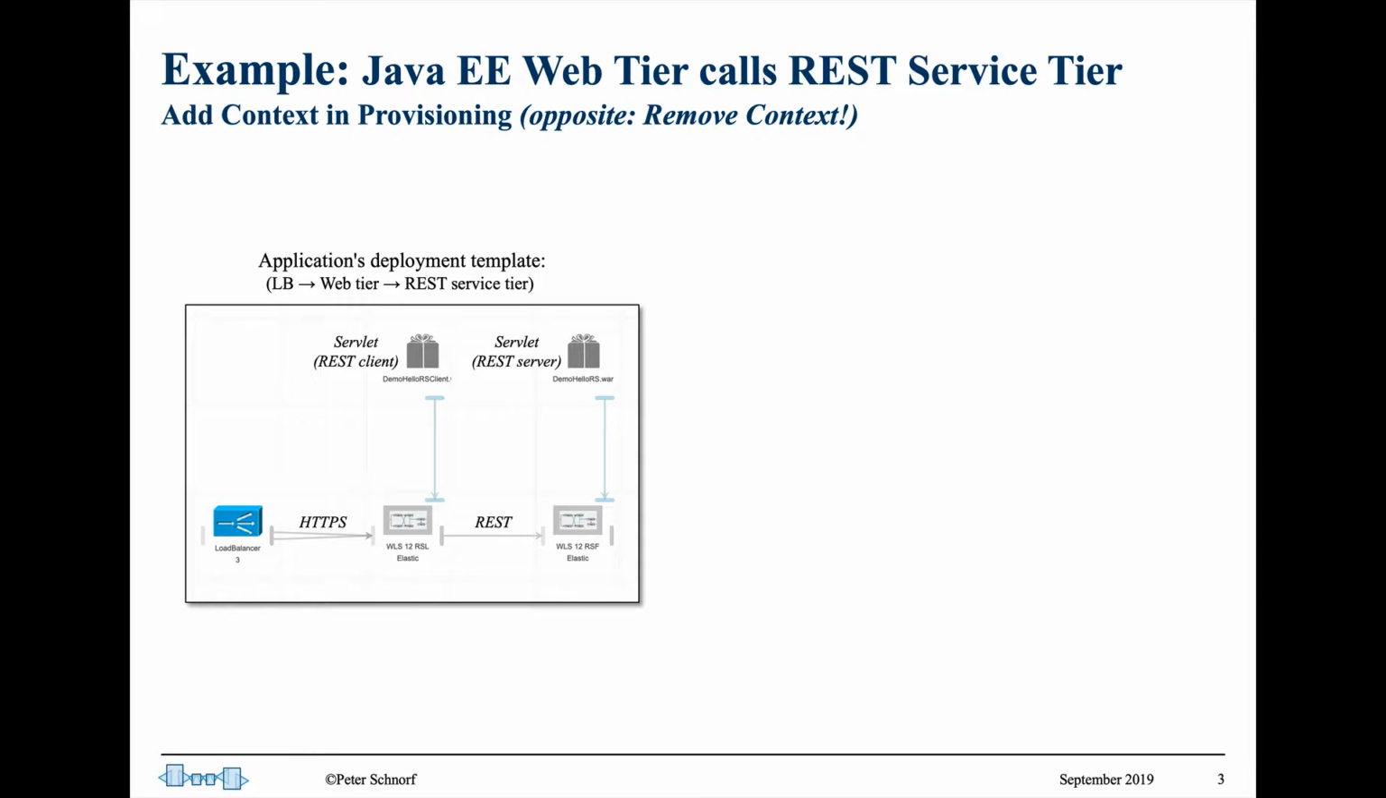The second example that we want to look at for context configuration is a Java EE web tier calling a REST service tier. Again, we look at how context is added during provisioning here. The load balancer is pretty much the same as in the 3-tier example. It has to call the servlets in the web tier, so no difference here.